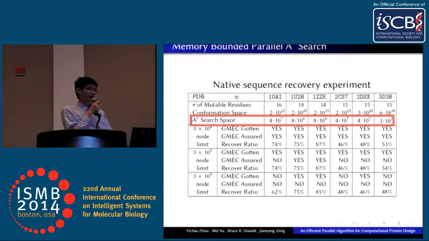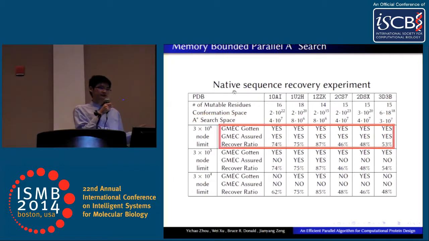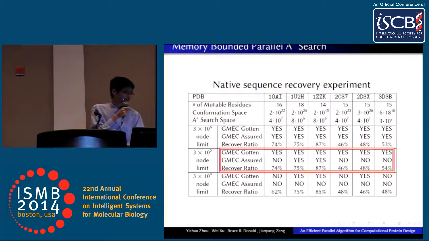Okay, finally, this table shows the experiment result of the native sequence recovery experiment. The highlighted row shows the number of nodes needed by the traditional A-star search algorithm, which is very close to 10 to the 7. When we impose a node limitation of 10 to the 6, we found that our algorithm runs very well. We can assume that the global optimal solution will be found, and our recovery ratio doesn't change.